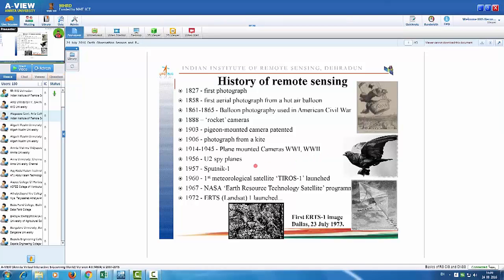Then in 1956, U-2 spy planes were used, and after that the first satellite, Sputnik 1 by the USSR, was launched in 1957. Then in 1960, the first meteorological satellite, Tiros 1, was launched. In 1967, the first remote sensing satellite program was started, and in 1972 the Earth Resources Technology Satellite was launched, which was renamed Landsat 1 after the launch of the Landsat series. You can see the Landsat 1 satellite image of 23rd July 1973, and how the image appeared.